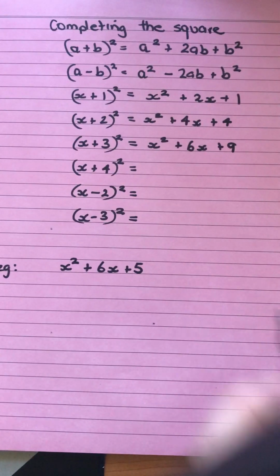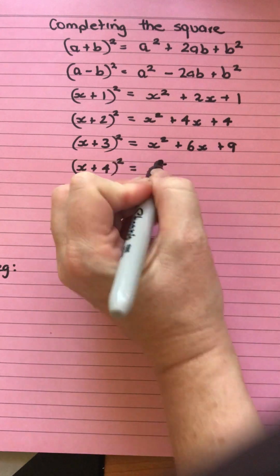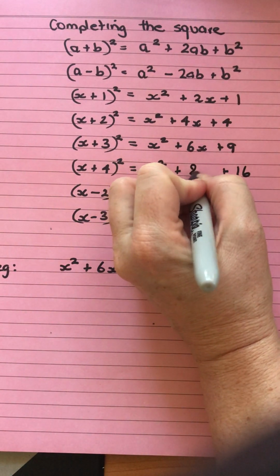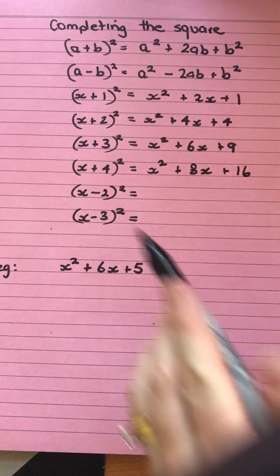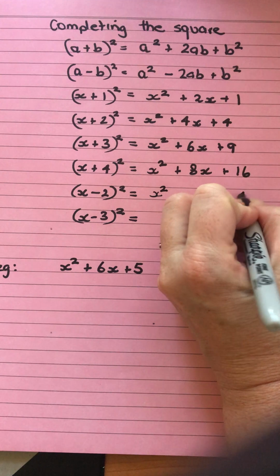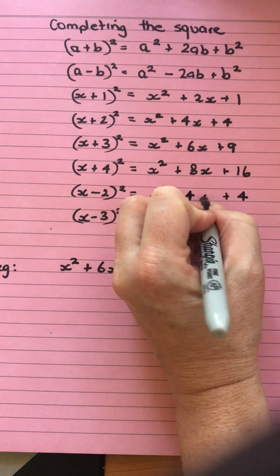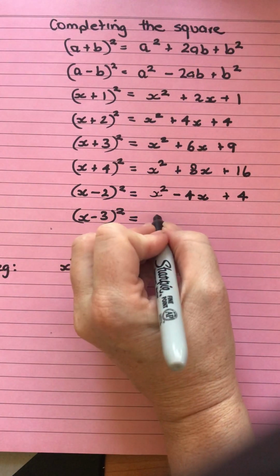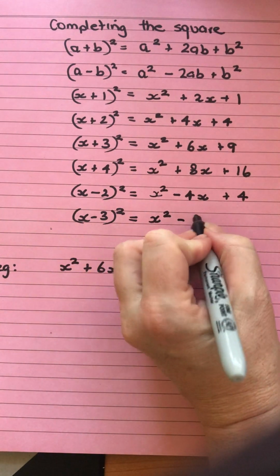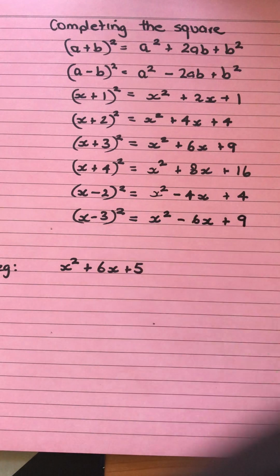So when I have (x + 4)², that's going to be x² plus, and I can put the plus 16 on the end, and in the middle is going to be 8x. When I've got (x − 2)², still using the pattern, x² + 4, in the middle is going to be −4x. When I've got (x − 3)², I've got x² − 6x + 9.